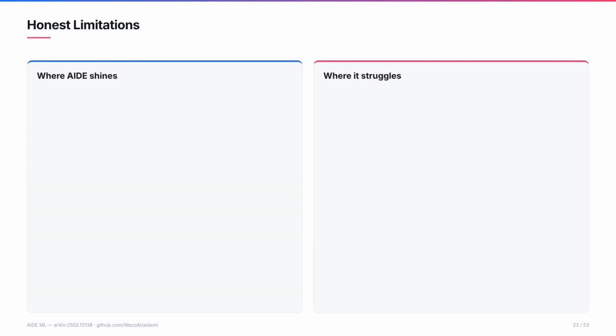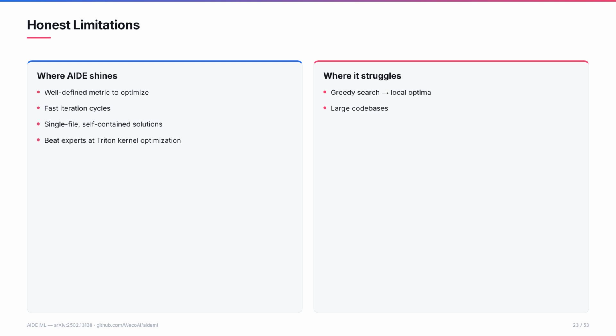It is worth being clear about both sides. AIDE shines when there is a robust evaluation signal, when iteration is fast, and when a solution fits in a single self-contained file. On optimizing a Triton kernel, it actually surpassed every human expert. But it struggles on environments with larger codebases, or where a single improvement requires multiple steps of interaction. In one task, the paper notes, it was prone to repeating local patches instead of discovering new strategies.